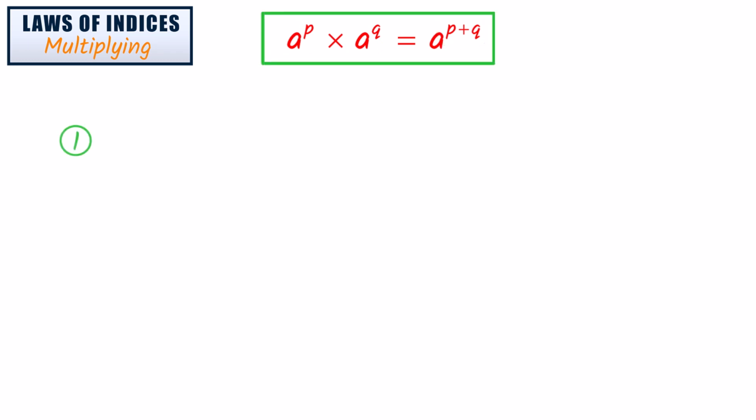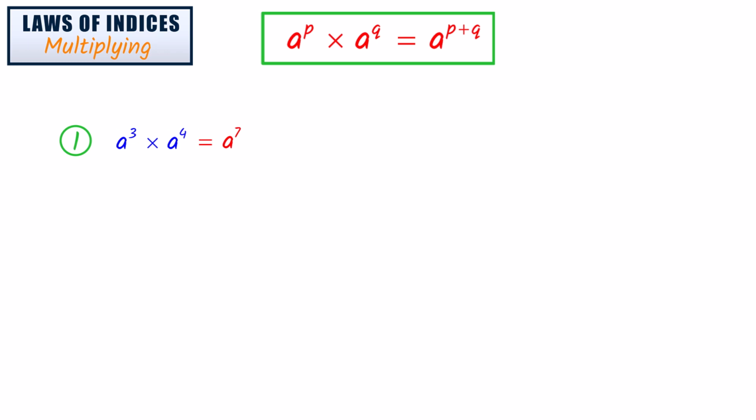Number 1. How do you multiply a to the power of 3 times a to the power of 4? Well, as both bases are the same, in this case the letter a, we just add their indices together. 3 plus 4 is equal to 7, so the answer is a to the power of 7.